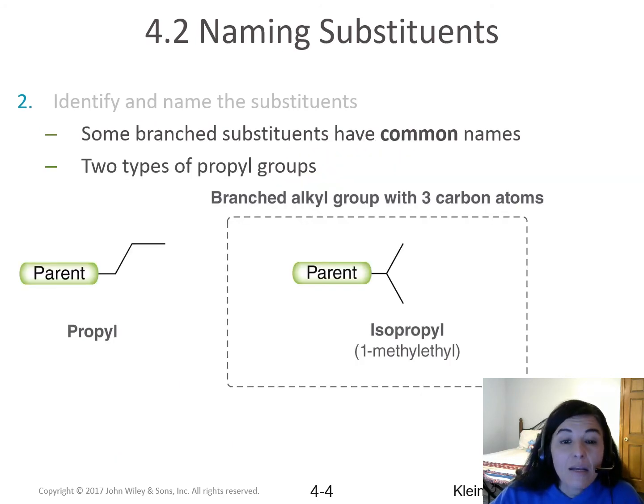Now some branch substituents have common names. If you are somebody who prefers to use the common names, I will absolutely take them. Your book does use them frequently, but it involves a little bit more memorization. There are two types of propyl groups. A propyl group that is just 3 carbons coming off of your parent chain is called just that, propyl. If the attachment happens at the second carbon in the propyl group, it's called an isopropyl group.